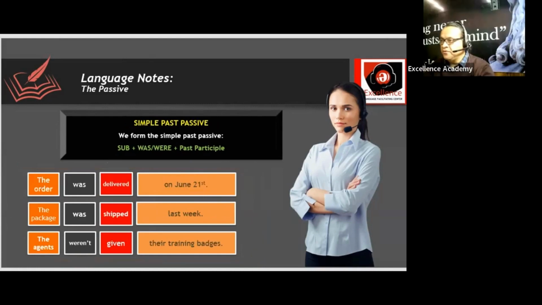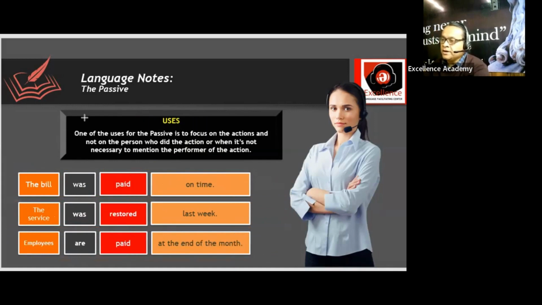Okay. And for the simple past, you're going to use the subject followed by the past form of the verb to be, either in the affirmative or negative form, plus the past participle. Here you got some examples for you guys to check out. Let's see. So it says here, the order was delivered on June 21st. The package was shipped last week. The agents weren't given their training badges.